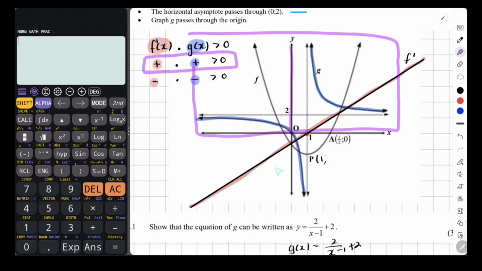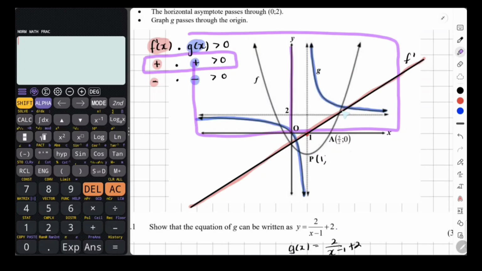So you can ignore this for now. We're only going to focus on that. So we're going to look for places where these two graphs exist together. So over here already in the second quadrant, you can see we already only have g of x. So f prime of x, that graph, is nowhere to be found here. So we can skip all of this. We're not going to use any of that.